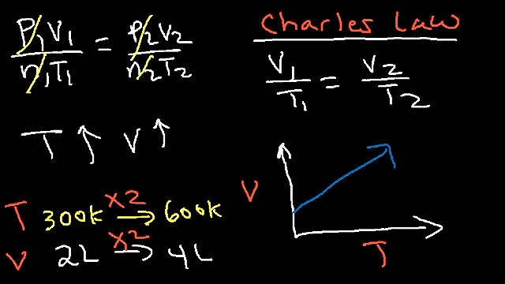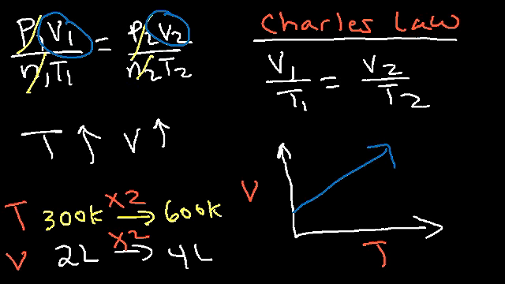By the way, for this equation, V1 can be in milliliters. It doesn't have to be in liters. If V1 is in milliliters, V2 can be in milliliters. If V1 is in liters, V2 can be in liters. V1 can be in milliliters because we don't have the R constant.